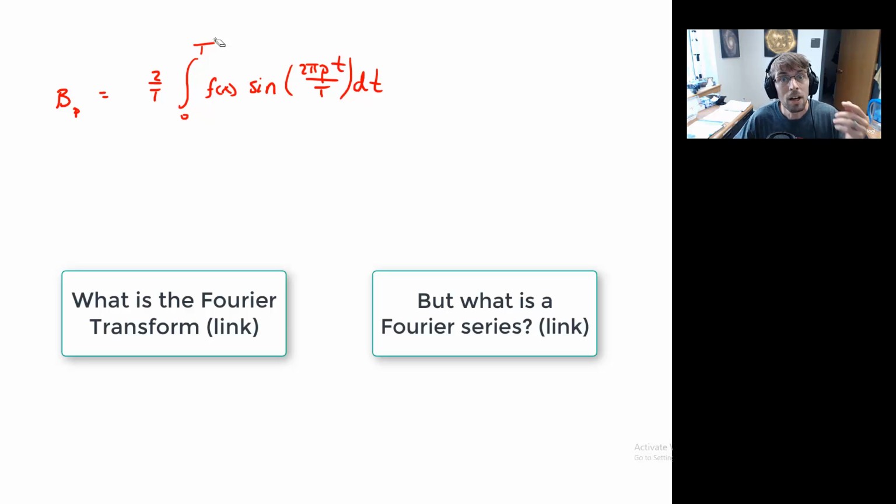Okay. So I'll let you chew on that. The next video, let's go ahead and put this into practice. Let's take a periodic signal and show how it can be represented in terms of sines and cosines. So hopefully you're looking forward to that. You're excited about it like I am. And yeah, we'll see what happens.